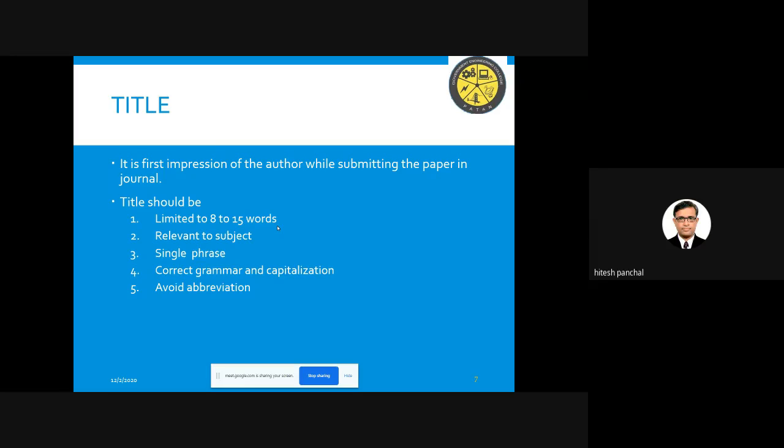Actually, what will happen? Okay, as Gujarati people, we lack knowledge regarding grammar and capitalization. So sometimes it will happen. But there are also some software available like Small SEO Tools. If you put your title there, your grammar and capitalization can be improved. So it is also possible. And the last one, avoid the abbreviation. In the title, you should not use the abbreviation, but it may be possible.